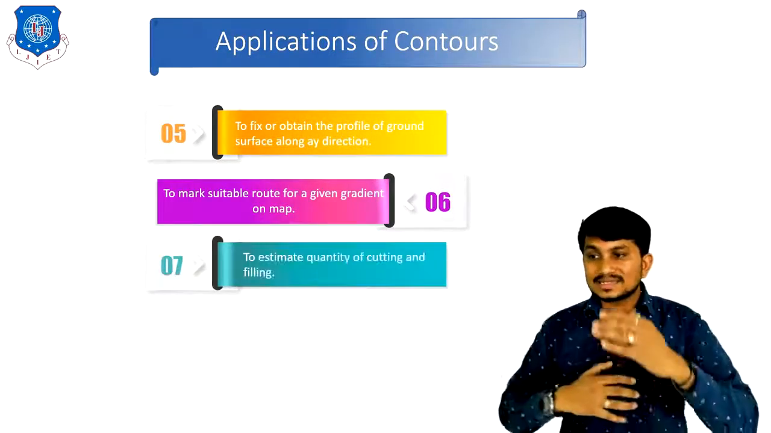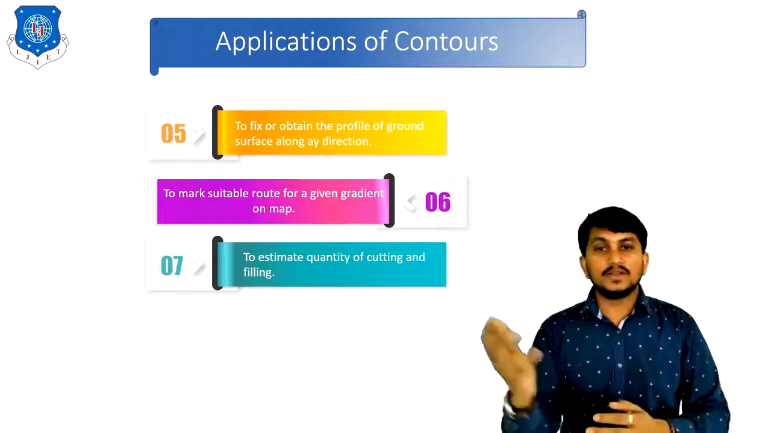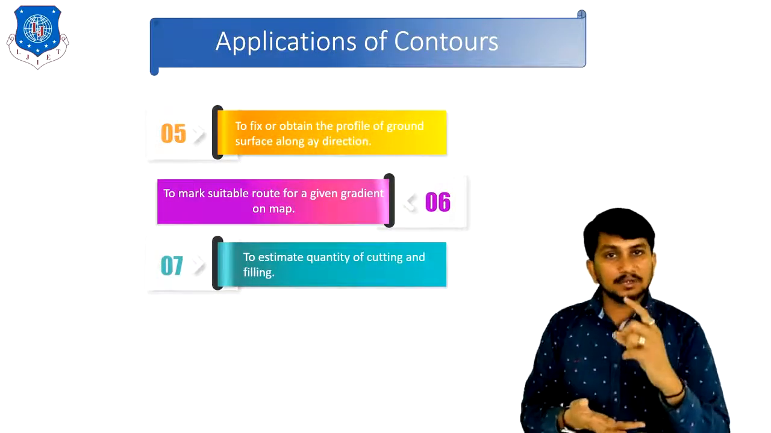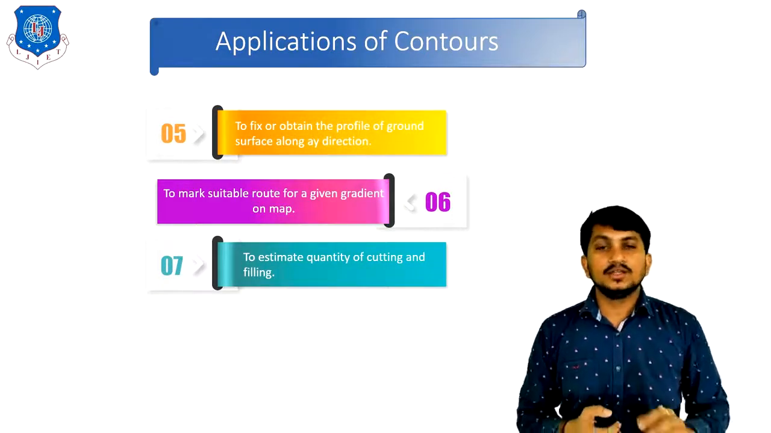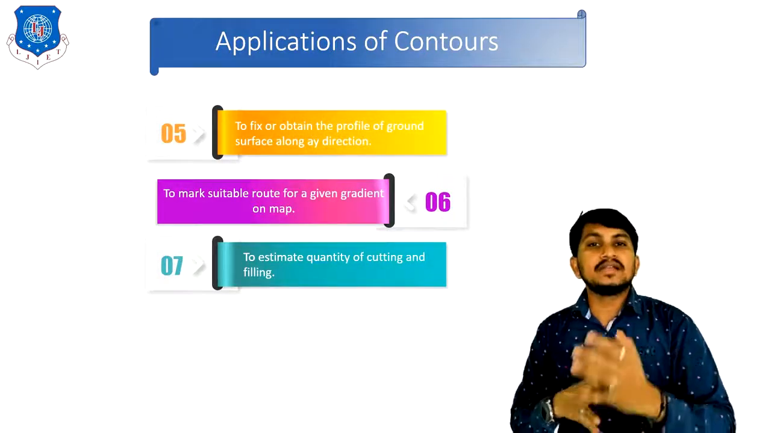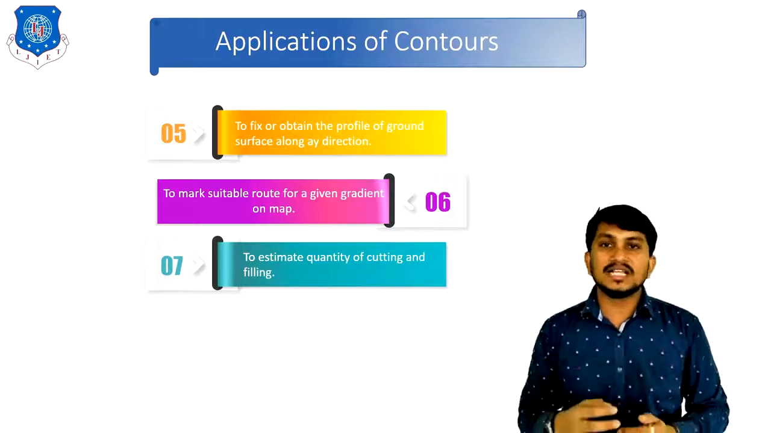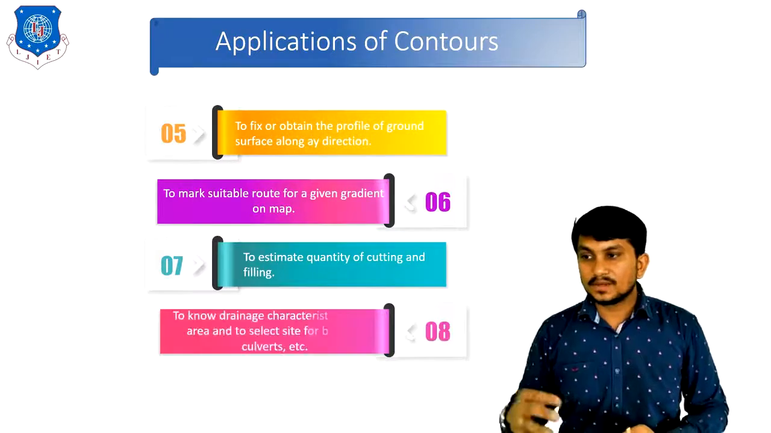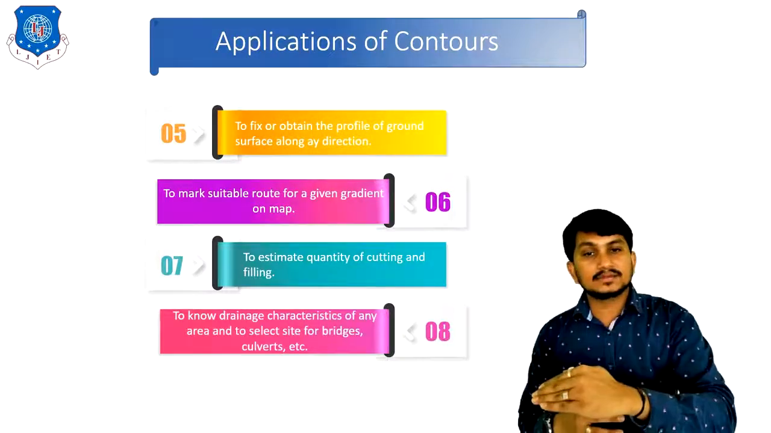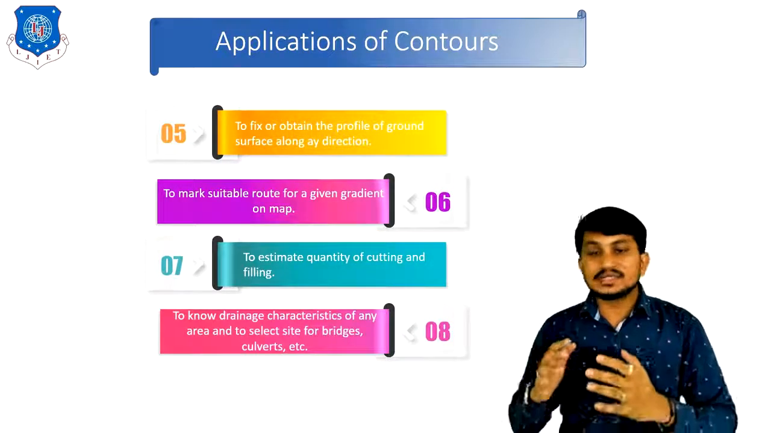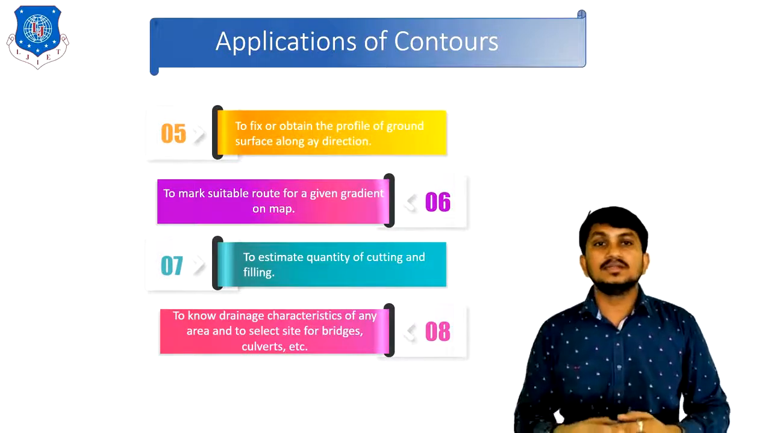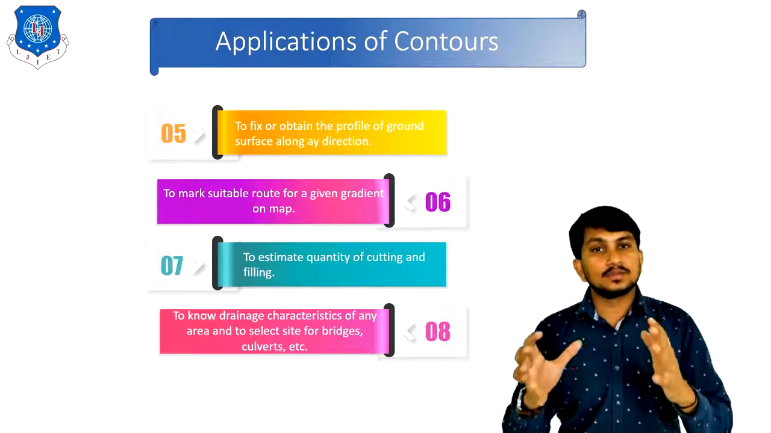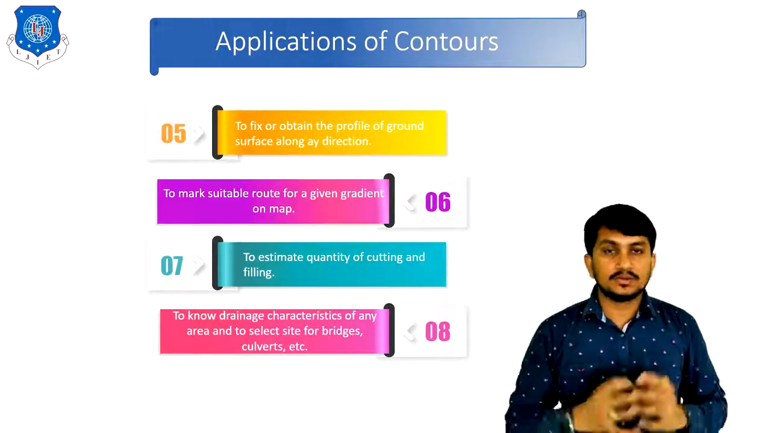Next is to estimate the quantity of cutting or filling, because in contour lines the vertical distances or the height of the ground can be observed. So by estimating this contour map we can calculate the quantity of cutting as well as filling. And the last is to know drainage characteristics of any area and to select the sites for bridges, culverts, tunnels, etc. This is where contours or contour maps are used nowadays.